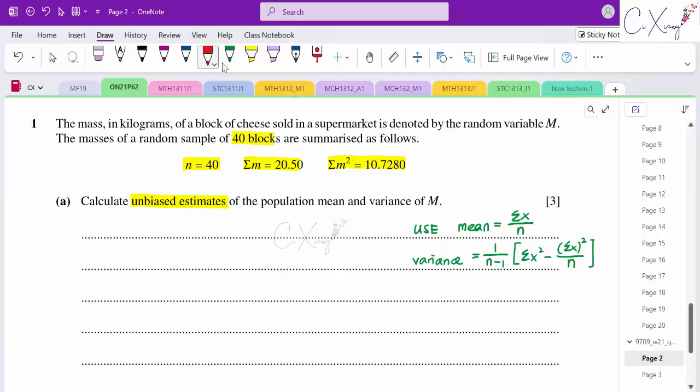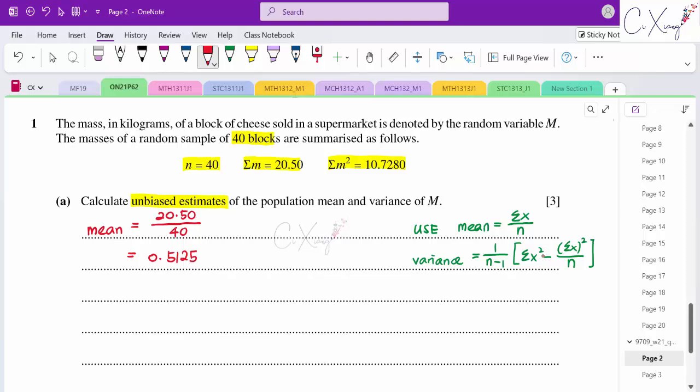To be honest, this question is very straightforward because you just apply your values inside the formula and you can get the answer. But of course, you need to know the correct formula to apply. So to calculate the mean, according to our formula, I take summation of m divided by n, so divided by 40. When you press the calculator, you'll get 0.5125.